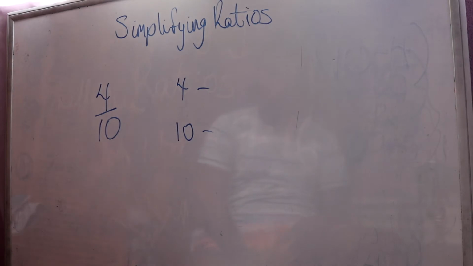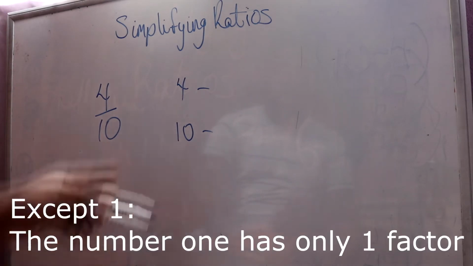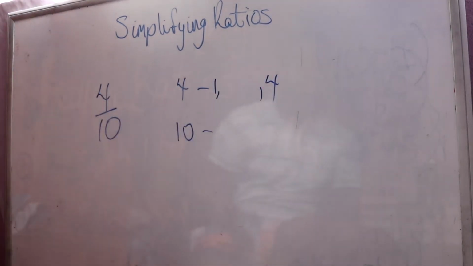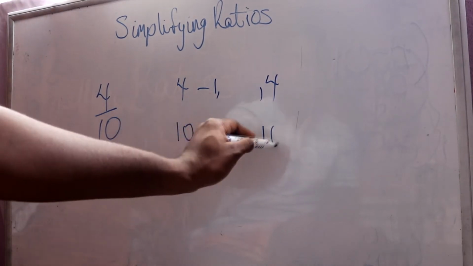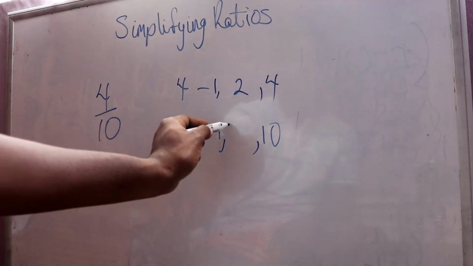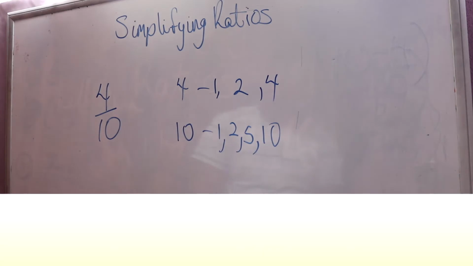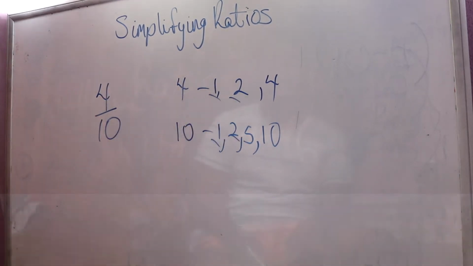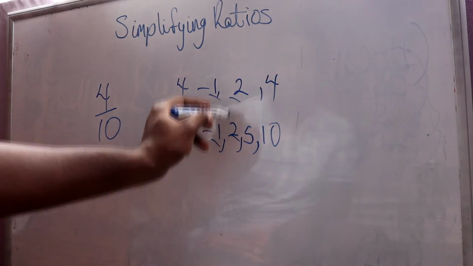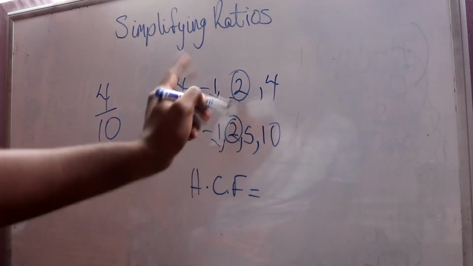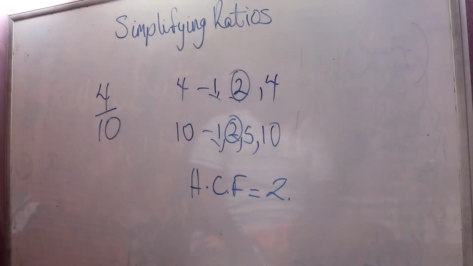So for 4, just to recap, every number has at least 2 factors, 1 and itself, and then you should know 2 goes in here. For 10 it's 1, 2, 5 and 10. So these are the factors of 4 and these are the factors of 10. The common factors are 1 and 2, but the highest of those would be 2. So therefore the HCF of 4 and 10 is 2. The highest common factor is 2.